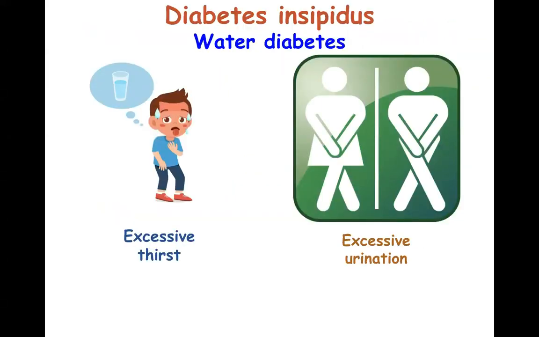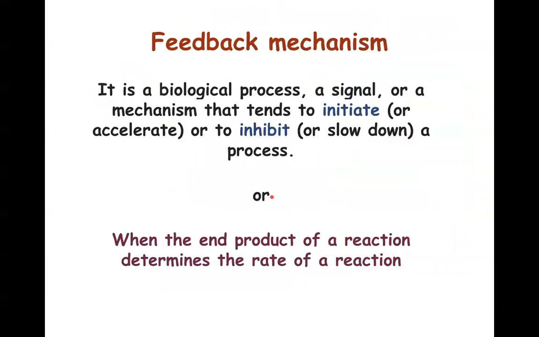Now, if there is a deficiency of vasopressin, that is antidiuretic hormone, it causes the second kind of diabetes, which is called diabetes insipidus. It is also called water diabetes. Like diabetes mellitus is called sugar diabetes, diabetes insipidus is called water diabetes. In this, there is excessive thirst and excessive urination. A person will have too much urine production, and because he or she produces too much urine, there is excessive thirst to compensate for the loss of water in urine.